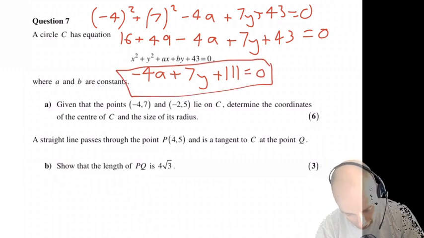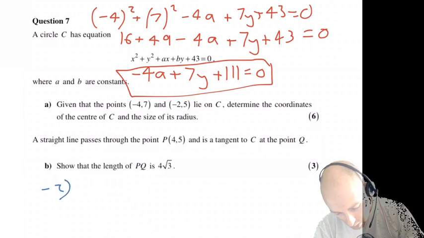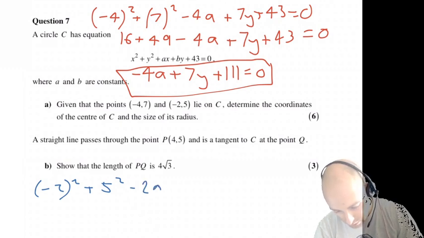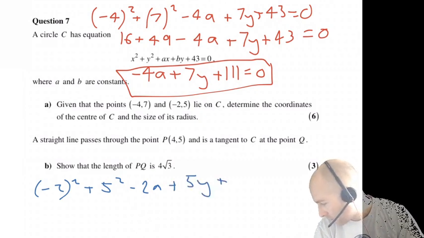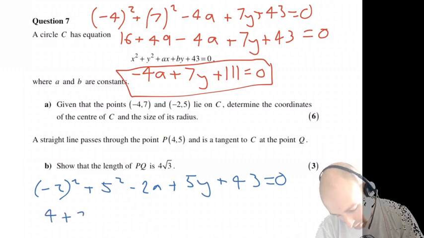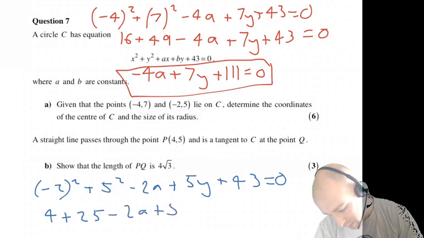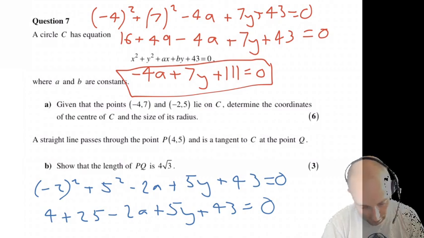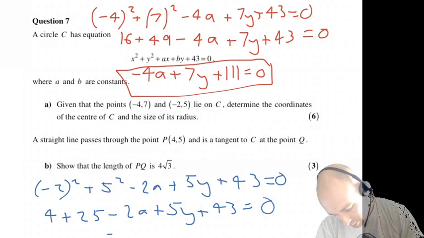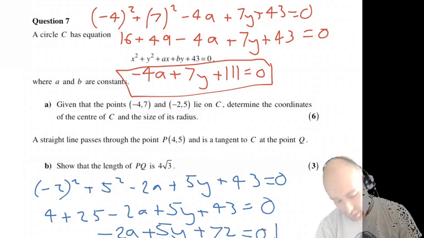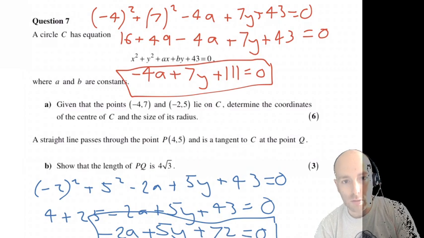Let's put the second point in. So we're going to get minus 2 squared plus 5 squared minus 2a plus 5b plus 43 equals 0. So 4 plus 25 plus 43 is 72. So minus 2a plus 5b plus 72 equals 0. Right, so we've got two linear equations there to try and solve.